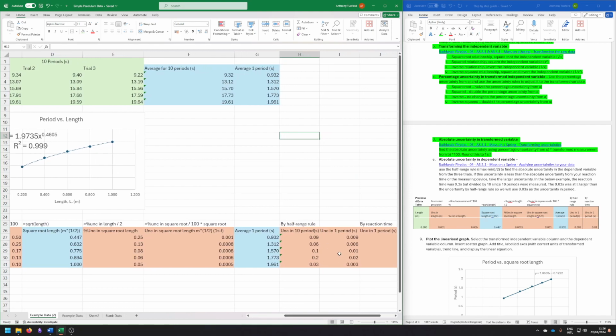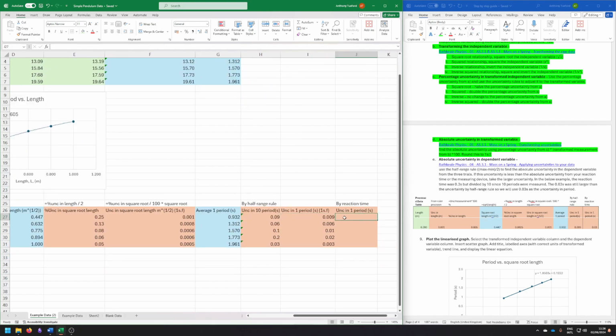So, just a quick recap. The half range rule uses this formula: the maximum of your trials, take away the minimum, all divided by 2. And in this case, we also divided it by 10 because this was for 10 periods. And finally, we rounded it to 1 sig fig. Awesome.